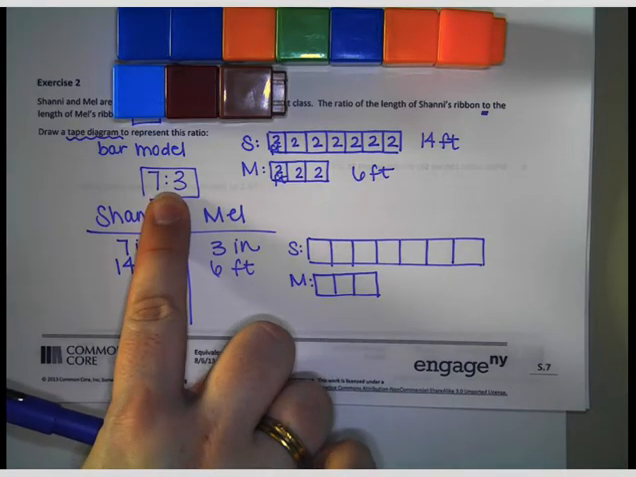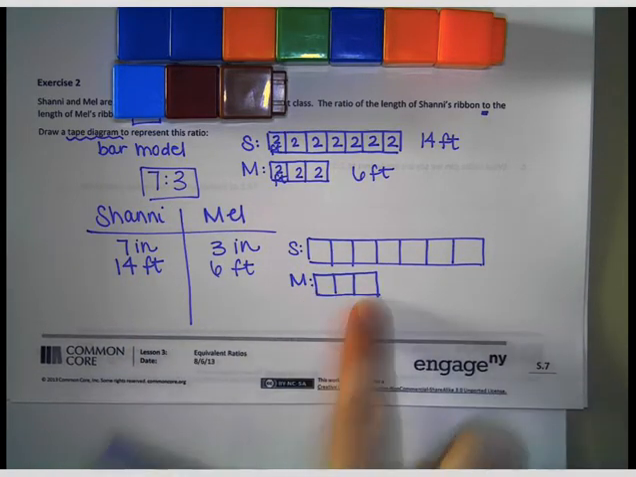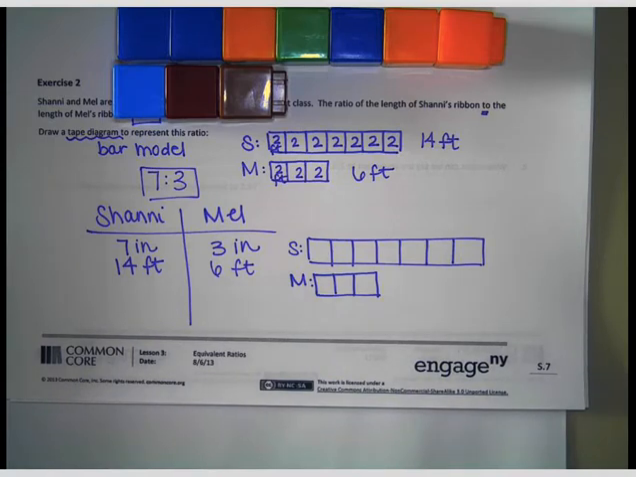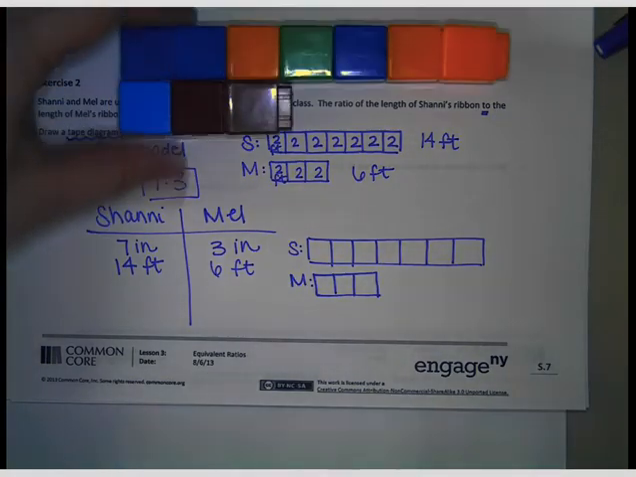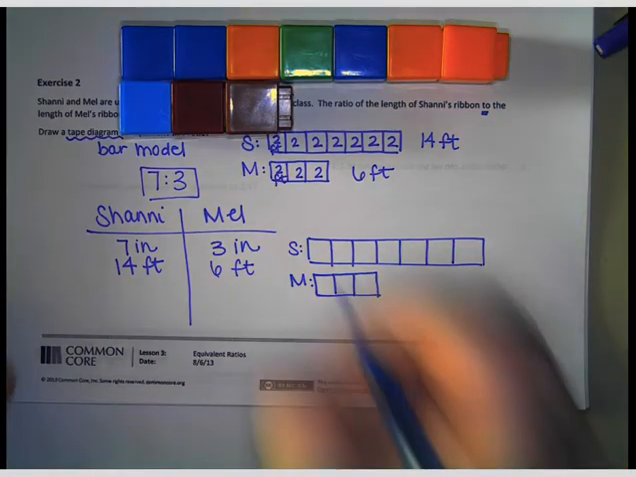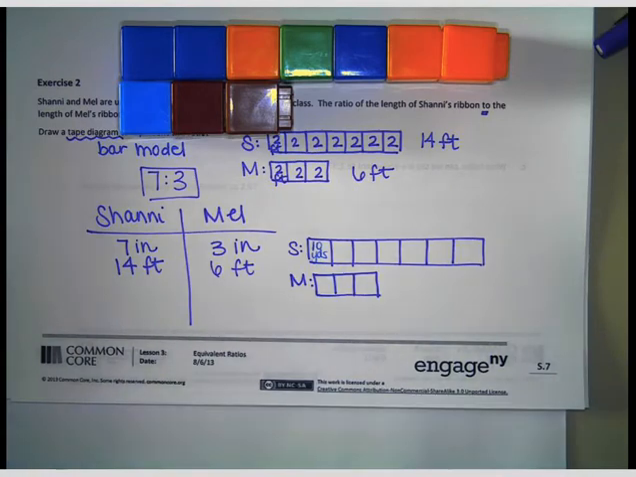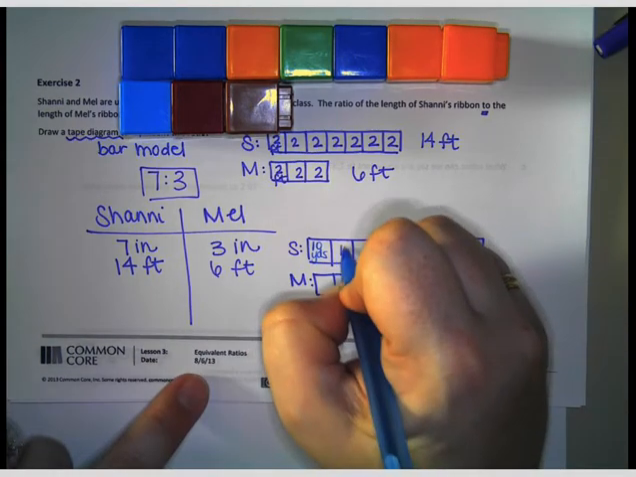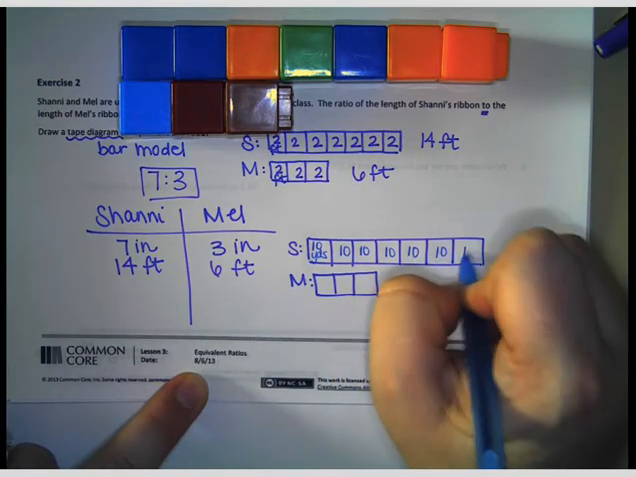Shani's ribbon to Mel's ribbon is 7 to 3. Shani's ribbon is 7 to every 3 of Mel's. But maybe now this time I want each box or each cube of my bar model to be 10 yards. 10 yards, that's a lot of ribbon. So 10 yards, 10 yards, 10 yards, and so on, seven times.